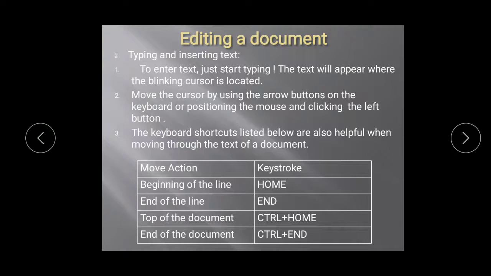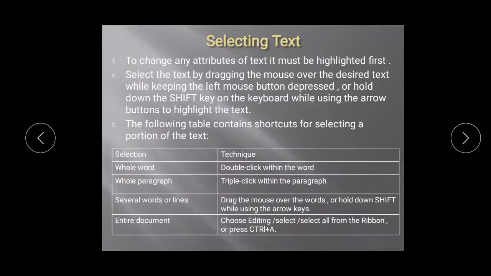When you want to go to the top of the document, meaning the heading side, you can press Ctrl plus Home. To go to the extreme end of the document, you can press Ctrl plus End. So these are the shortcuts, the moving actions, which you can use while typing or editing the document.